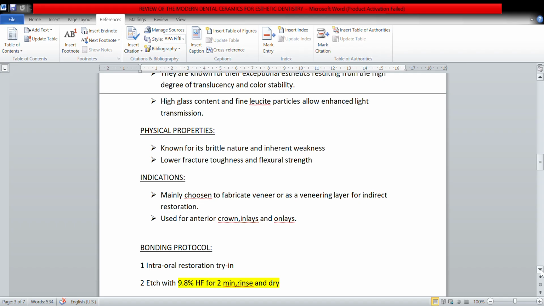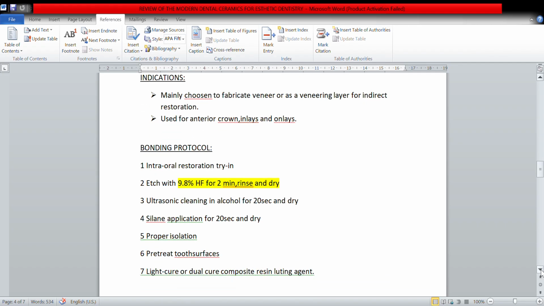Now, how will you bond these ceramics? Very first, you will try in the restoration, intraoral try-in. Then you will etch with 9.8% hydrofluoric acid for 2 minutes, then rinse and dry. After that, you will clean ultrasonically in alcohol for 20 seconds, followed by drying. Then apply silane for 20 seconds and dry.